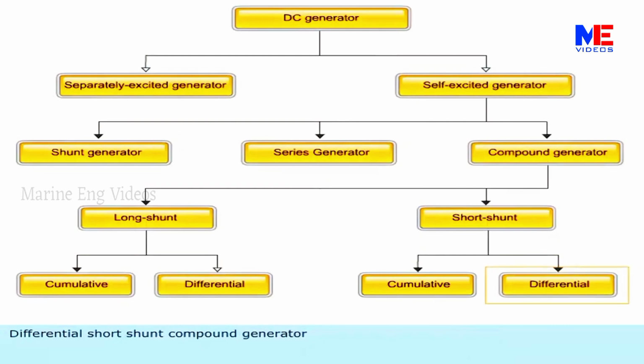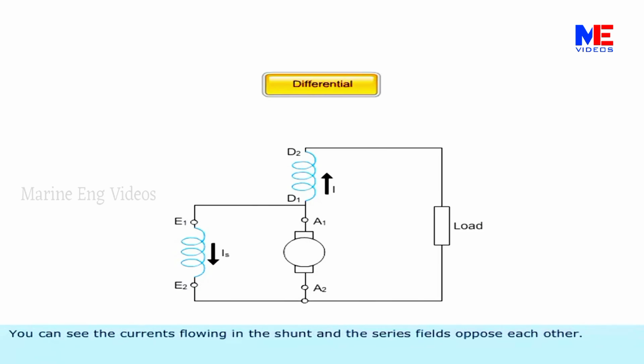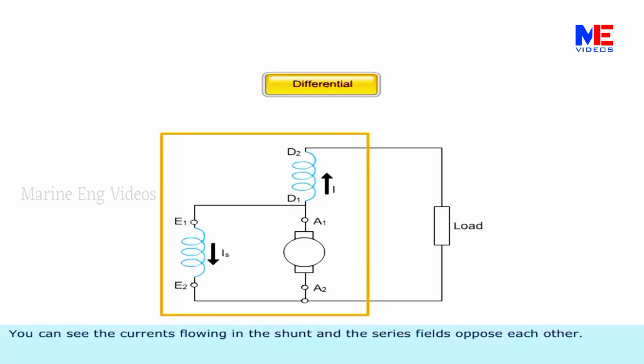Differential short shunt compound generator. In differential short shunt compound generators, the magnetism forces of the shunt and the series fields oppose each other. You can see the currents flowing in the shunt and the series fields oppose each other.